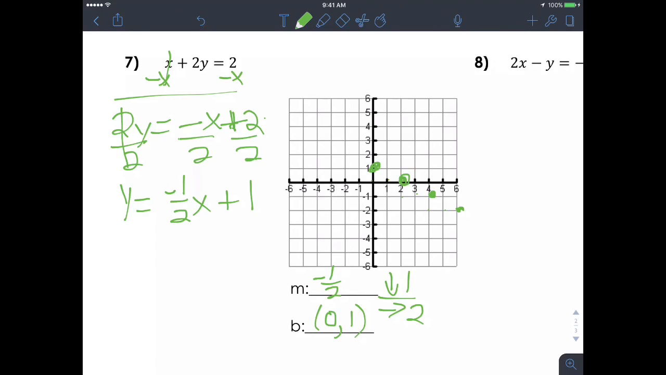Now the opposite of that would be to go up 1 and to the left 2. So I'm going to do that right now. So up 1, to the left 1, 2. Up 1, to the left 1, 2. And then one more time.